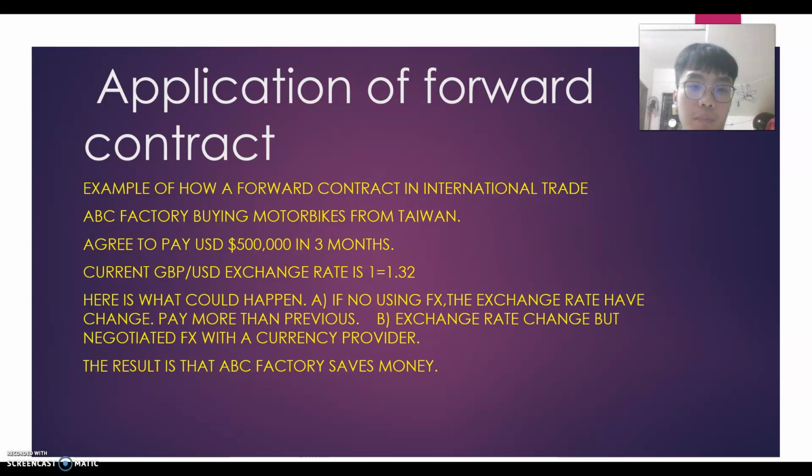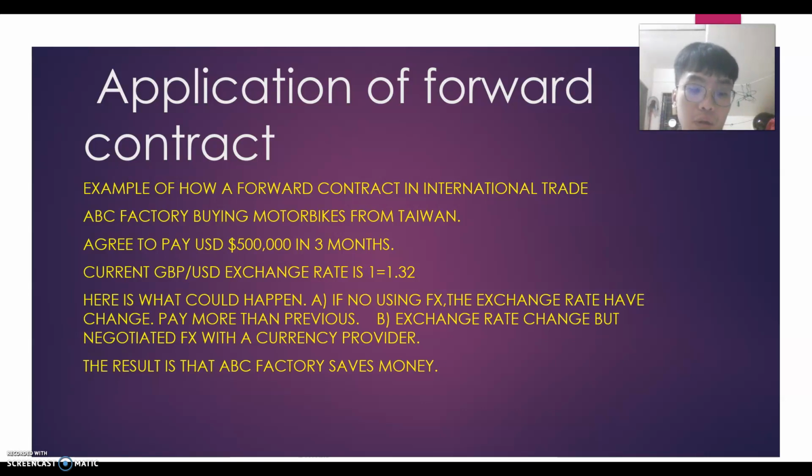So here is what could happen if ABC factory doesn't use the forward contract. In 3 months' time, when the business is ready to pay for the goods from Taiwan, the exchange rate has moved adversely for ABC factory. GBP 1 is equal to USD 1.25. This means that the goods will cost 400,000. So ABC factory will pay 421,212. It means it is more than originally anticipated.